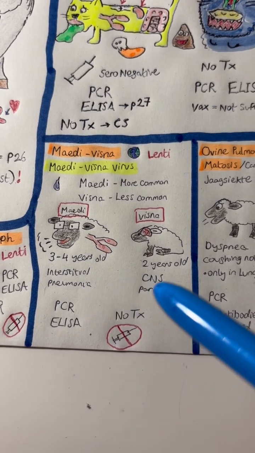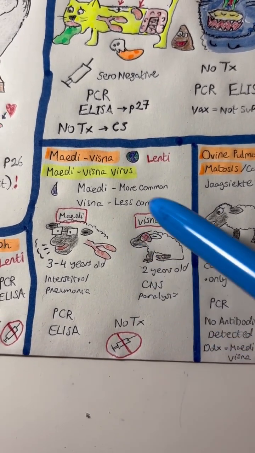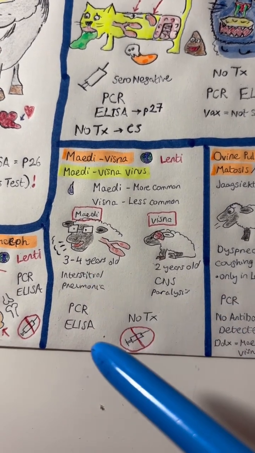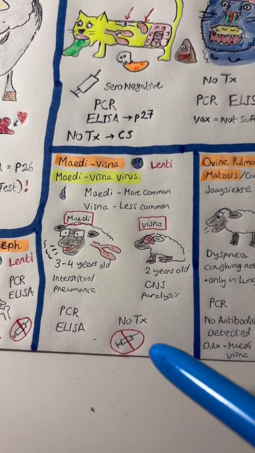Visna occurs in sheep around 2 years old. They get central nervous system signs and paralysis. For a diagnosis, use PCR and ELISA. There is no treatment and there is no vaccination.